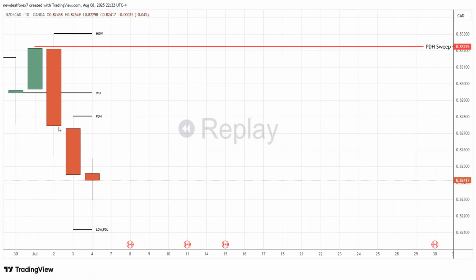Your entry is not down here. Now, if you want to try to get in down here, you can, but I don't really teach that. I want the best possible entry with the smallest stop loss. And that entry is up here on Wednesday.